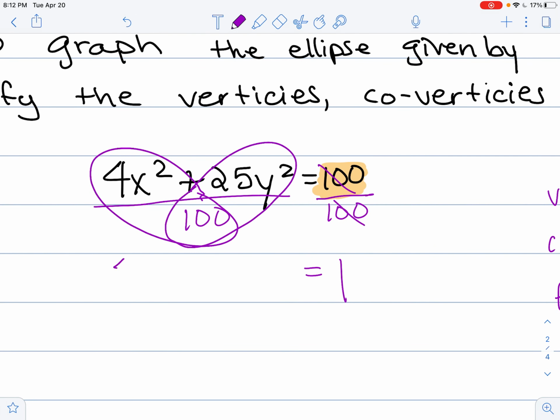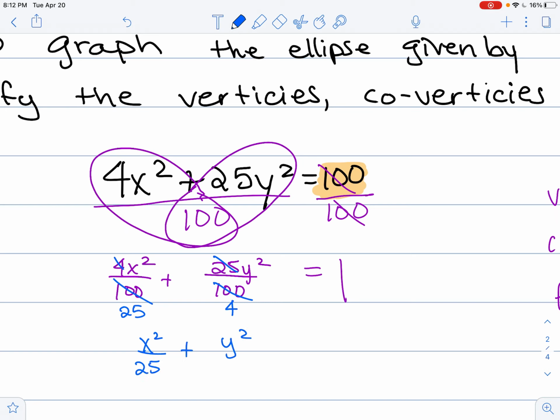Now, this 100 goes here, and it goes here. So 4x squared over 100 plus 25y squared over 100. Now we're going to simplify the denominator. 4 and 100 reduced to 25. And 25 over 100 reduced to 4 in the denominator. So we're left with x squared over 25 plus y squared over 4 equals 1. This is an equation for an ellipse.